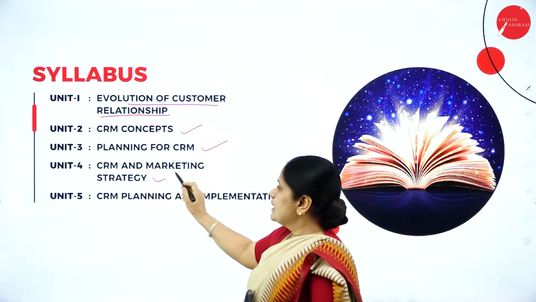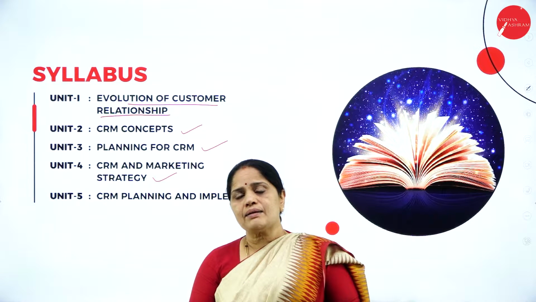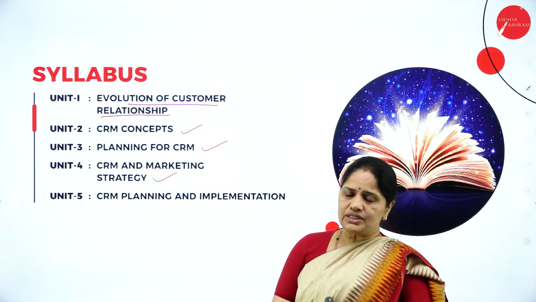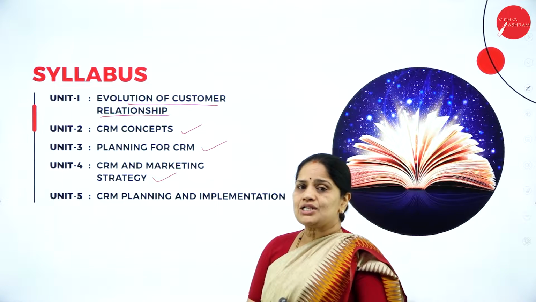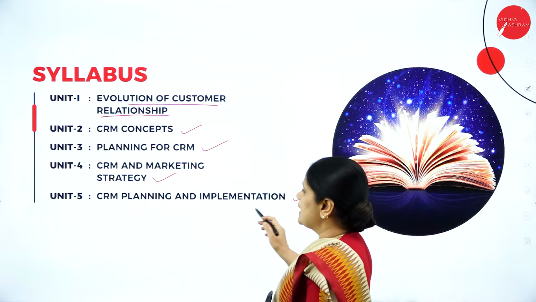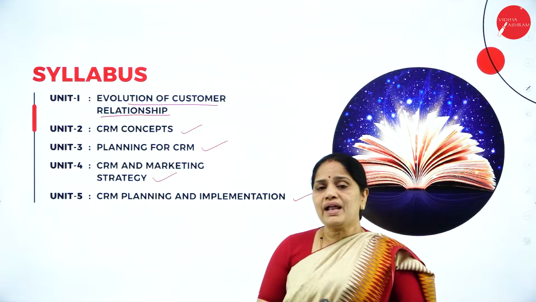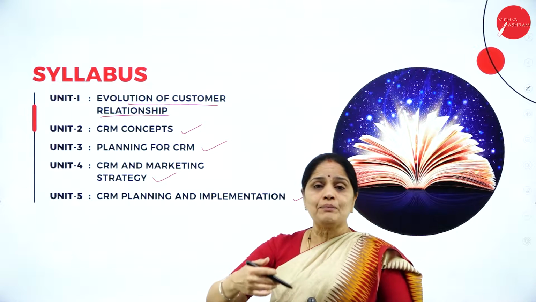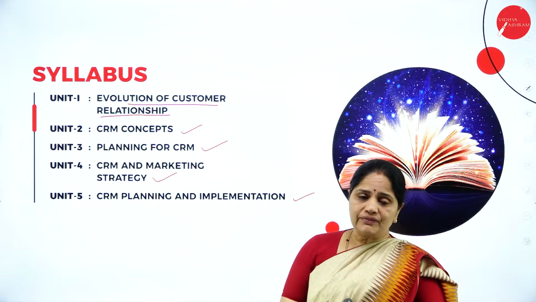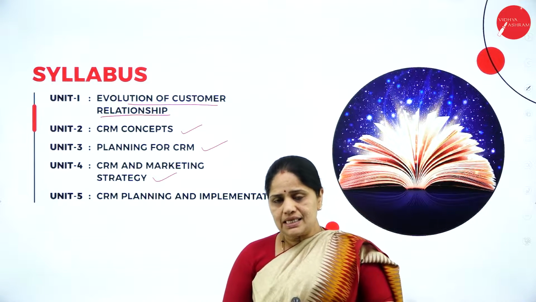In Unit 4, CRM and marketing strategy. Now, in this CRM and marketing strategy, how do you have a marketing strategy with the help of the customer relationship management? And in the fifth unit, you will be studying about CRM planning and implementation. So how do you plan for the CRM and how do you implement it? So these are the various units, there'll be 5 units actually in this syllabus.